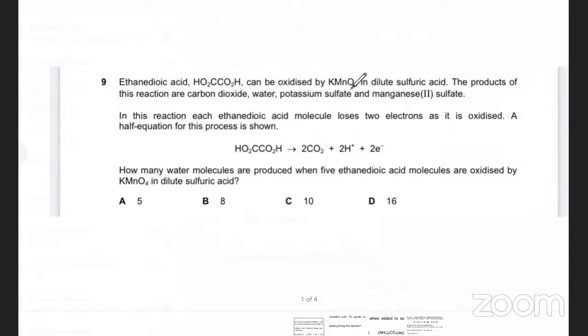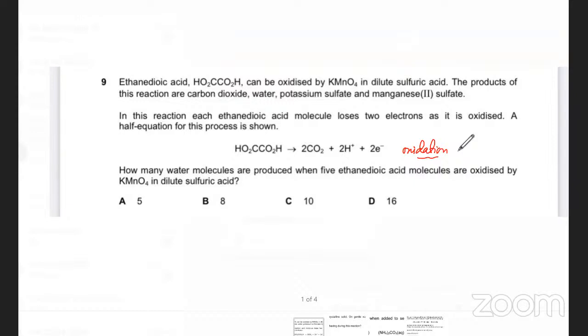This one is probably a difficult one. Not that difficult, by the way. It's a redox equation that you have to make. Remember, electrons gained and lost should be equal. Now that's your oxidation equation, they've already given you that. A redox equation is made up of two half equations. One of them is losing electrons, the other one is gaining electrons.